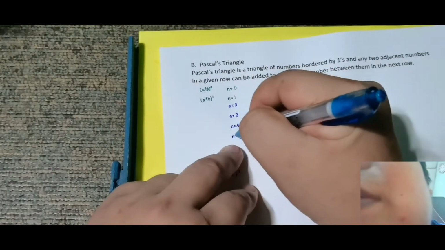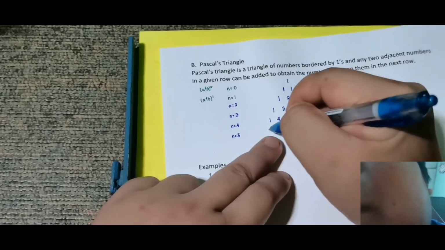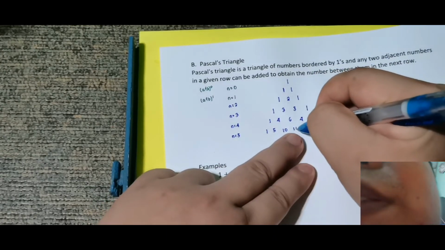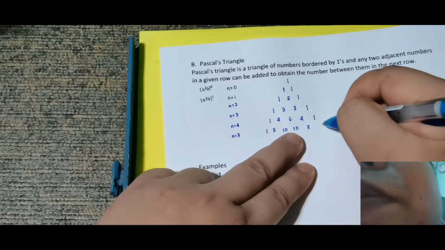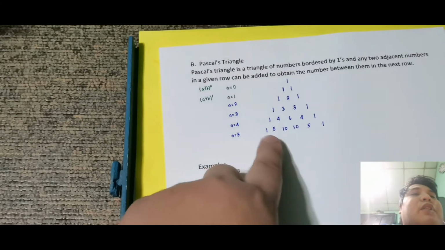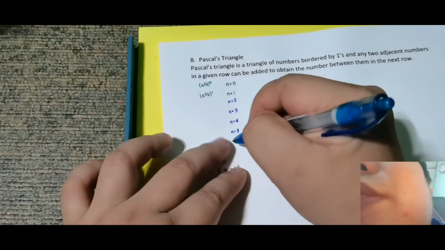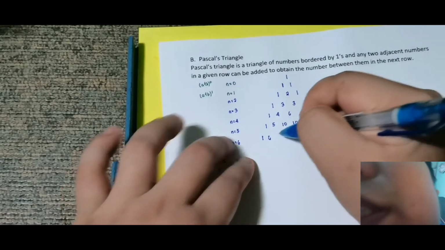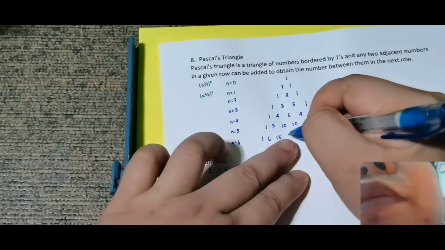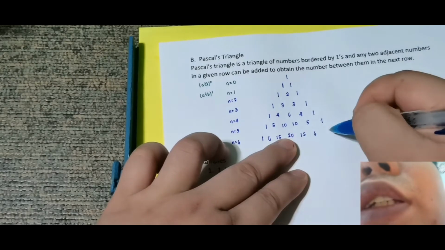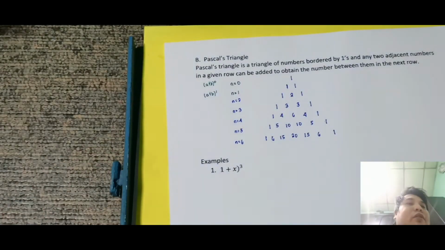Then for n equal to 5, this is 1, 5, 10, 10, 5, 1. And so forth. For example, for n equal to 6, the same. 1, 6. Just an example. For n equal to 6, this is 1, 6, 15, 20, 15, 6, 1. Okay, so that's the Pascal triangle.